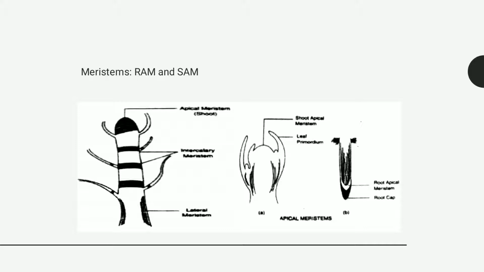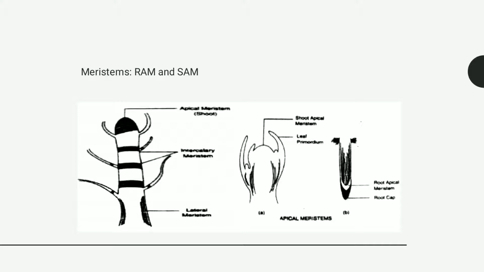So, the shoot tip meristem or shoot apical meristem, that is the SAM, is always present at the tip of the shoot. And the SAM is protected by the leaf primordia, which protect this apical meristem from the environment. Another type of meristem is the lateral meristem. This lateral meristem is present at the sides of the stem and root.